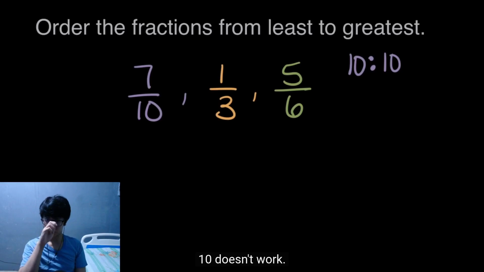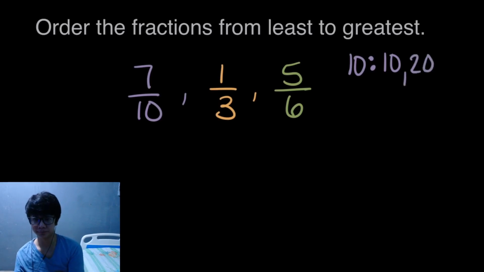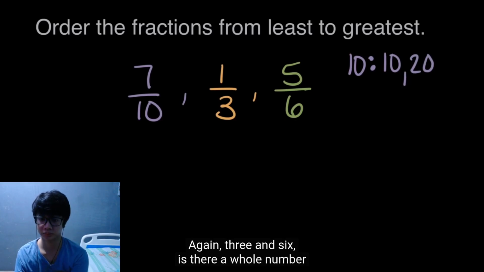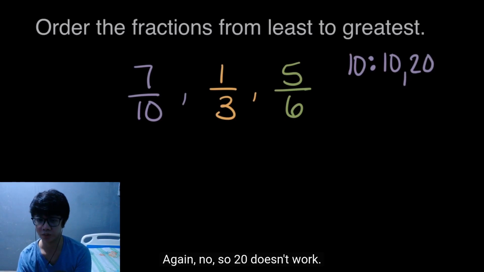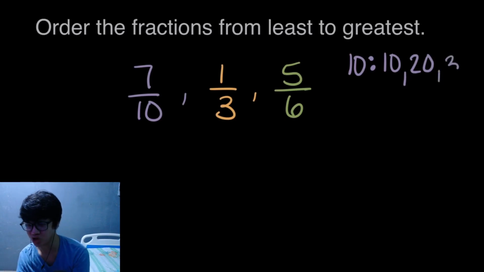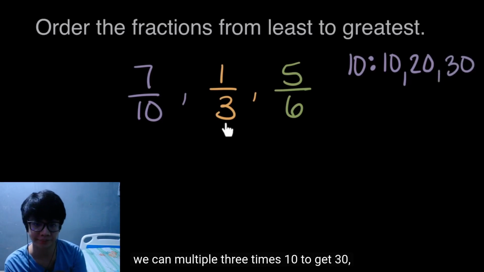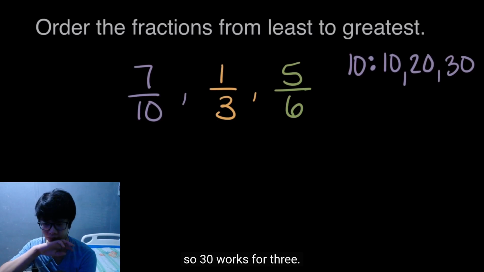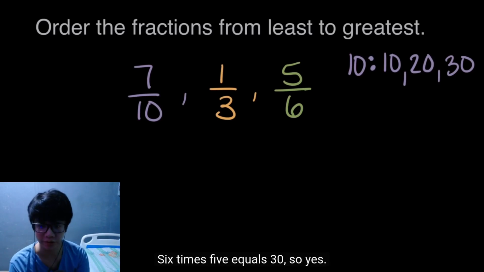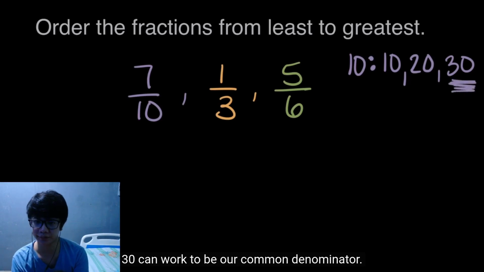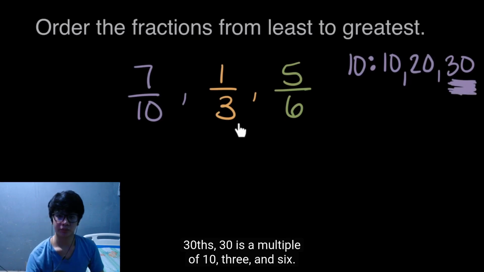10 doesn't work. The next multiple of 10 is 10 times 2, which is 20. Again, 3 and 6, is there a whole number we can multiply them by to get 20? Again, no. So 20 doesn't work. How about 30? Let's see. 3, we can multiply 3 times 10 to get 30. So 30 works for 3. How about 6? Yeah, 6 times 5 equals 30. So yes, 30 can work to be our common denominator. 30 is a multiple of 10, 3, and 6.